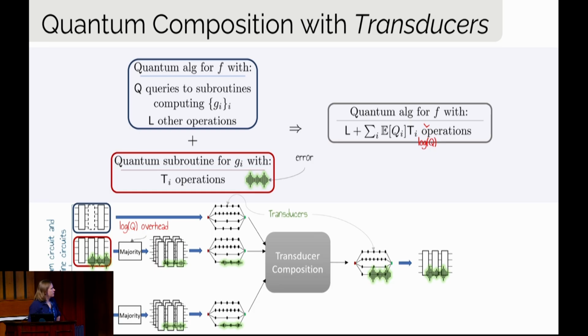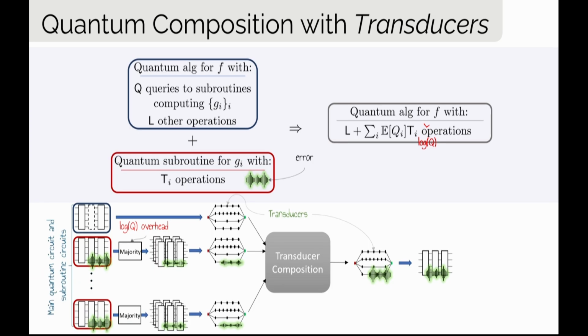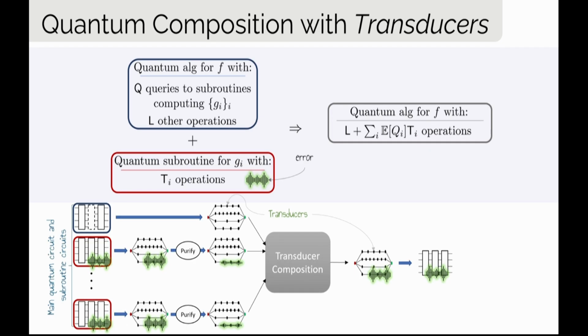And I mentioned before that we can actually do without this, we can get rid of this log factor. The way we do that is instead of using majority voting, we use a quantum analog of majority voting called purification. Purification is a bit like majority voting for transducers. So we'll map our subroutines to transducers that have error like 1/3 each, but then we'll use purification to make that error smaller, so that in the end the errors still don't add up to anything too big. But the really remarkable thing is that the overhead that we get from purification is constant. And so we don't get a log factor in the complexity.